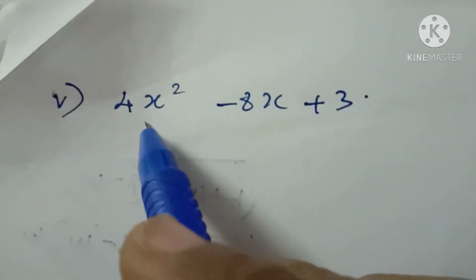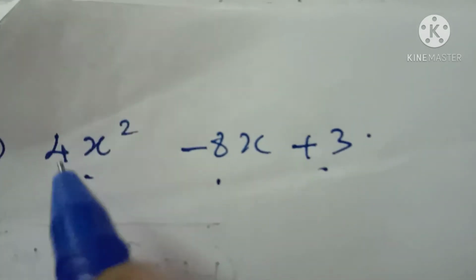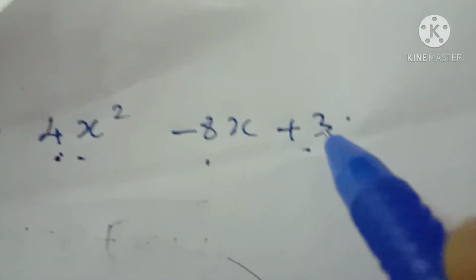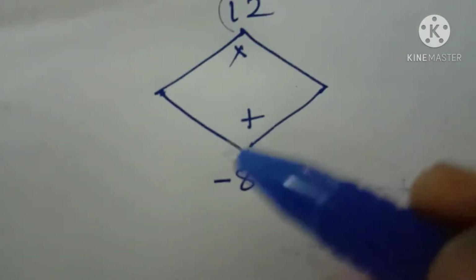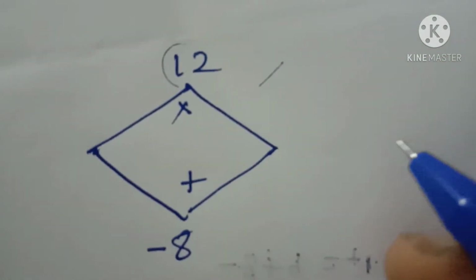Next question is 4x square minus 8x plus 3. If you see here, the first term is given with a number. So this number you have to multiply with the last term. 4 into 3 is 12. That you take as the product. And then the middle term is minus 8. Now you have to see, you have to multiply and get the value.